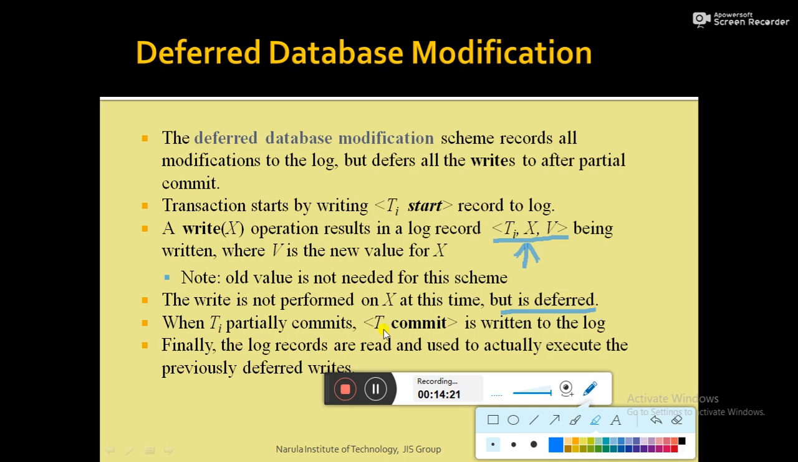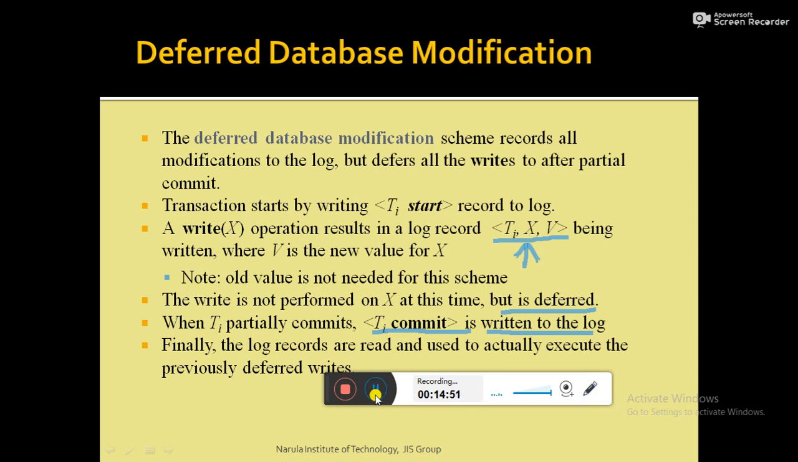When Ti partially commits, Ti commit is recorded in the log, and once transaction Ti enters the partial commit status, only then will the system perform all the output of the write operations that were delayed to the actual database. Finally, the log records are read and used to actually execute the previously deferred writes. In the next slide, we will take an example.